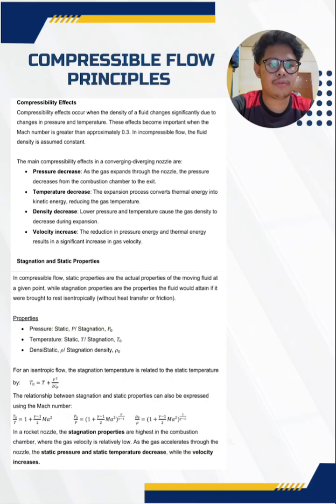For an isentropic flow, the stagnation temperature is related to the static temperature by the formula T0 equals T plus V squared over 2Cp. The relationship between stagnation and static properties can also be expressed using the Mach number, that is using the three formulas below. In a rocket nozzle, the stagnation properties are highest in the combustion chamber, where the gas velocity is relatively low. As the gas accelerates through the nozzle, the static pressure and static temperature decrease while the velocity increases.